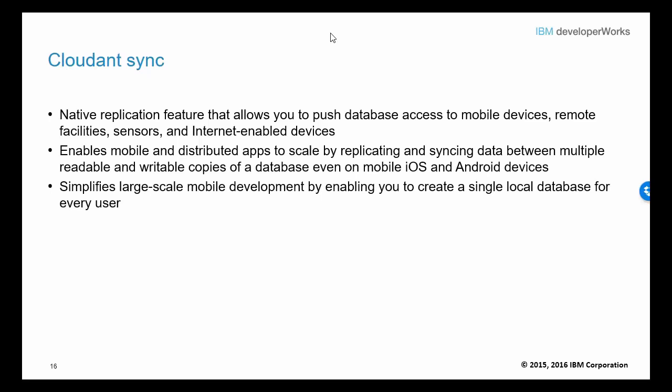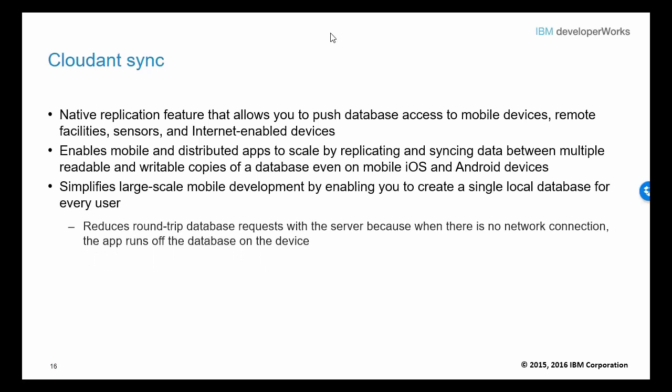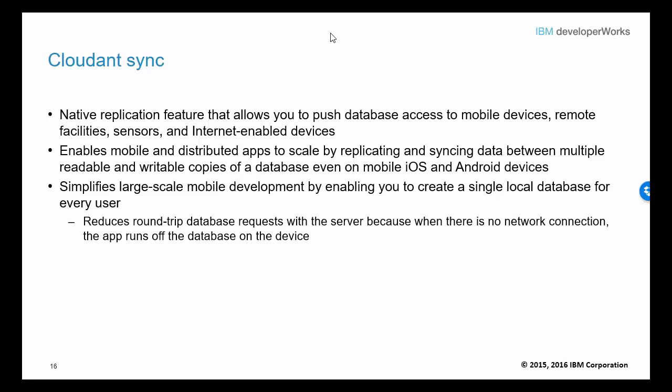For mobile development, this is particularly useful because it allows you to create a single local database for every user. And it also reduces round-trip database requests with the server, because if there's not a network connection between the local database and the remote database, the app will run using the local database. And then it will automatically sync with the remote database when the network is restored.